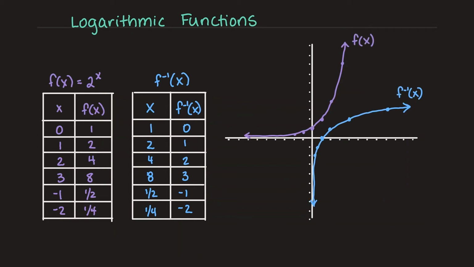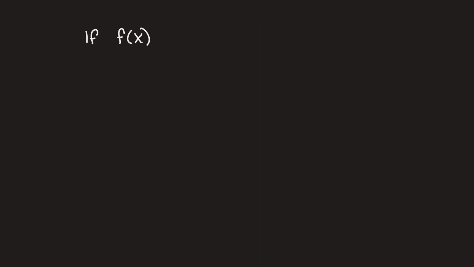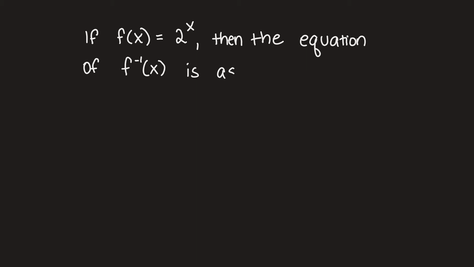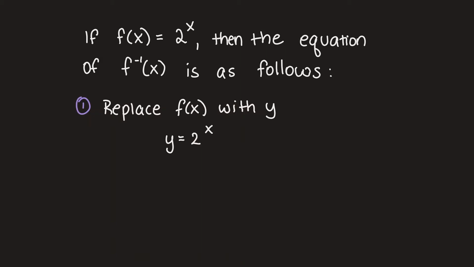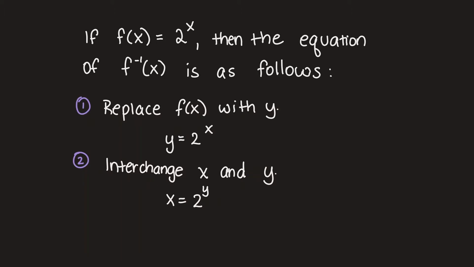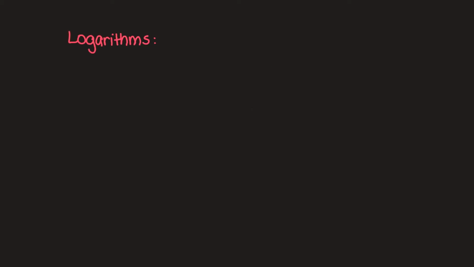A function and its inverse has this general property where it is symmetrical about the line y equals x. So if we have a function f of x equals 2 to the x, then the equation of the inverse is as follows. First we replace f of x with y, so y equals 2 to the x. Then interchange x and y, so x equals 2 to the y. And then we solve for y. But how do we solve for y when it is in the exponent? This leads us to a special type of function known as logarithms.